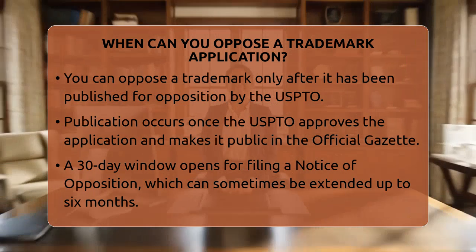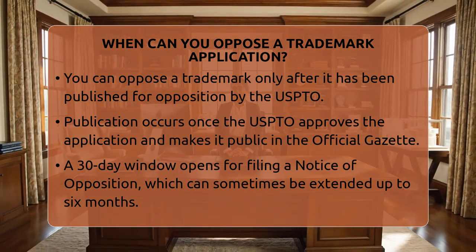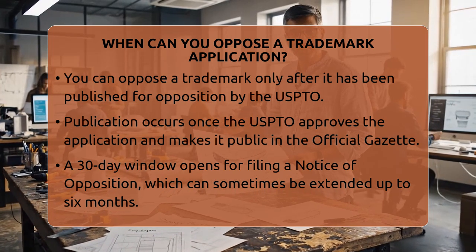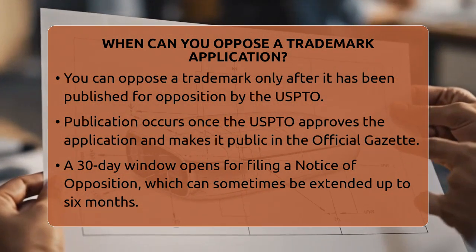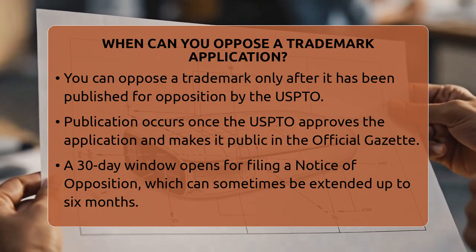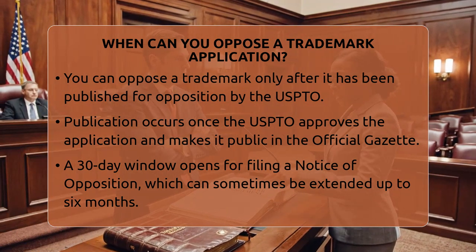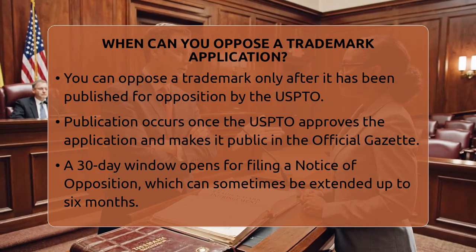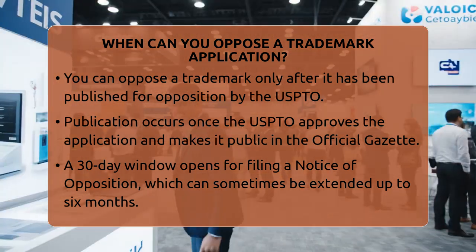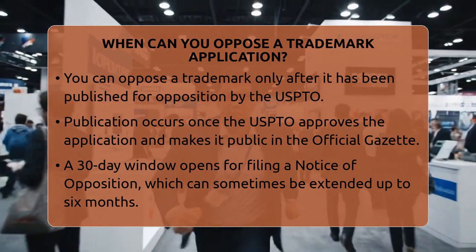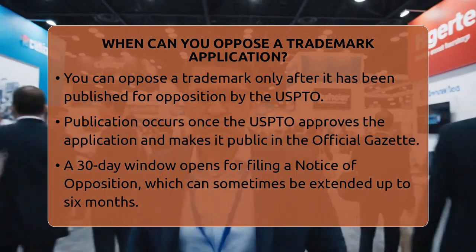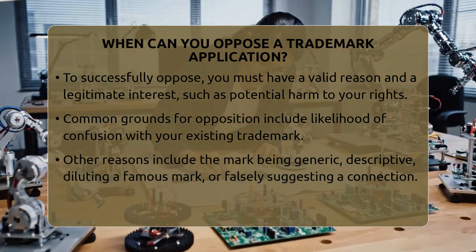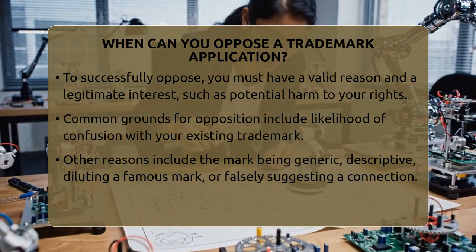You can oppose a trademark application only after it has been published for opposition. This happens once the United States Patent and Trademark Office, or USPTO, approves the application and makes it public. The publication appears in the official gazette, which is like a notice board for new trademarks. Once published, a 30-day window opens for opposition. During this time, anyone who believes they could be harmed by the registration can file a notice of opposition.